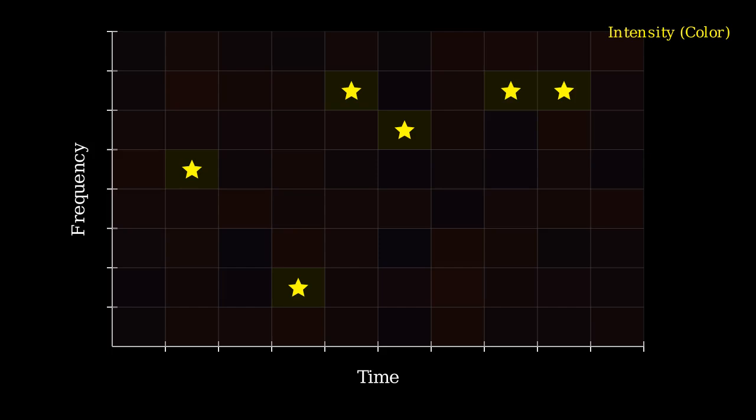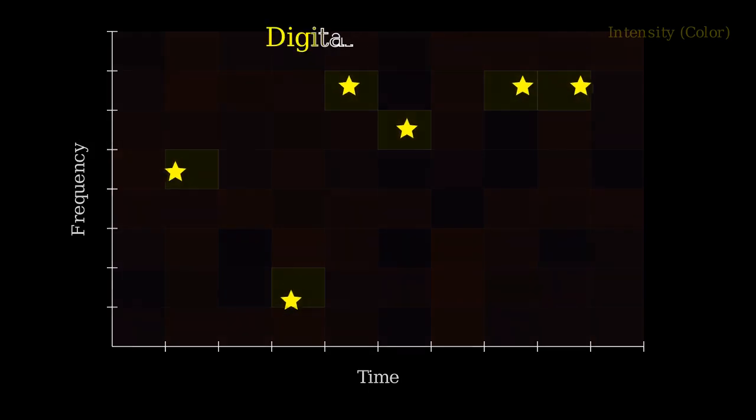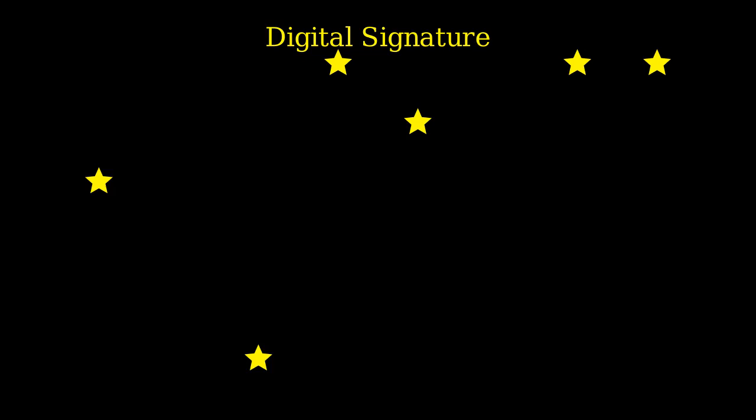This visual map allows the algorithm to ignore the background chatter of a crowd and focus only on the strongest, most consistent parts of the signal. By simplifying a complex wall of sound into a set of high-energy points, Shazam creates a manageable digital signature that can be analysed in seconds.